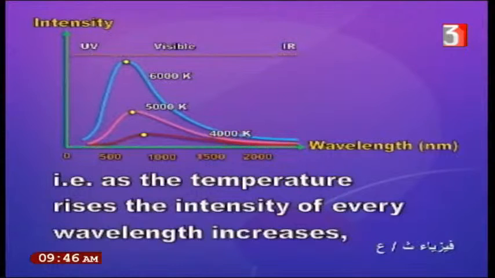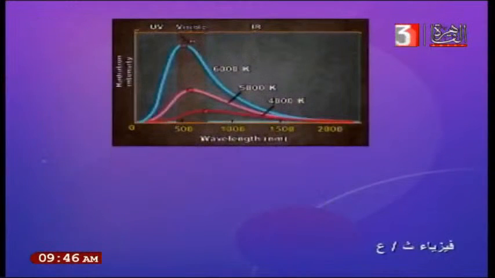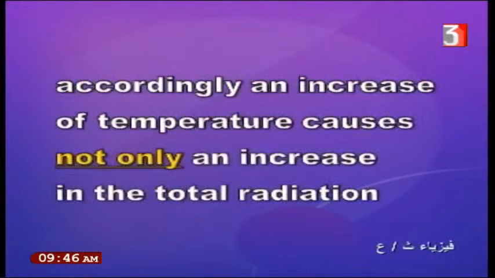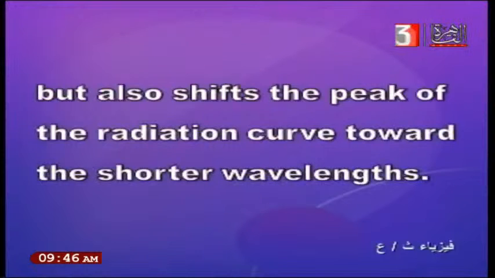This is infrared. Once again, intensities of the shorter wavelengths increase more rapidly by raising the temperature. Accordingly, an increase of temperature causes not only an increase in the total radiation, but also, this is the very important thing you should bear in mind, it shifts the peak of the radiation curve toward the shorter wavelengths.